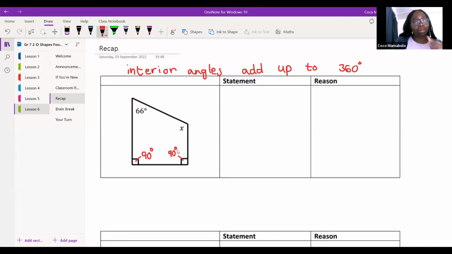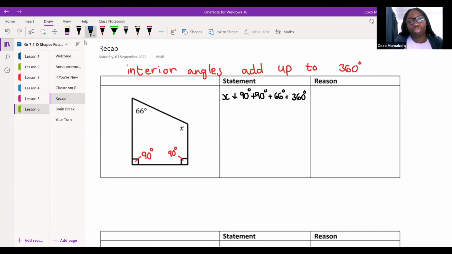So when I write my statement, which is very, very important because it tells the teacher what I'm doing, I need to write a reason. Why am I doing it? I'm going to start with my x this time: x plus 90 degrees plus 90 degrees plus 66 degrees. And as we said, all of them must add up to 360 degrees. And my reason is going to be the interior angles of a quadrilateral equal 360, but I'm very lazy.